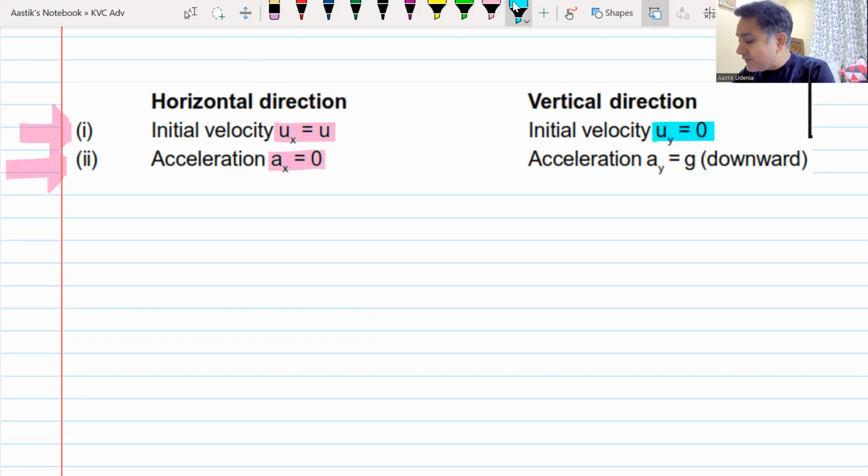Initial vertical y velocity is 0. Vertical acceleration is g downwards. Therefore, it will always be taken as minus g. Do we understand this? Yes, sir.